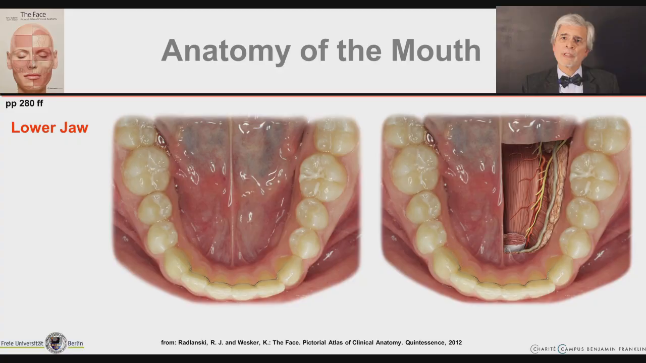In the lower jaw, there are also some clinically important details. At first, the oral mucosa itself. It is very thin here. This means soluble medication, such as nitrolingual spray, for example, against angina pectoris, is absorbed very quickly. The mucosa is very thin, the veins are quickly reached, and from there it is not far to the heart.